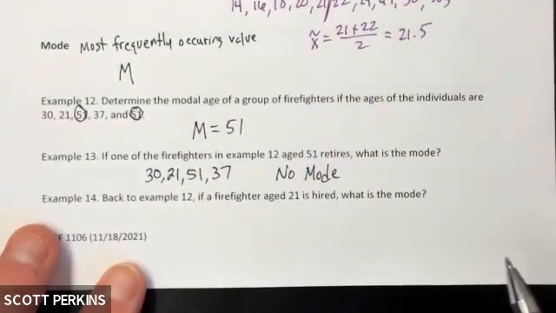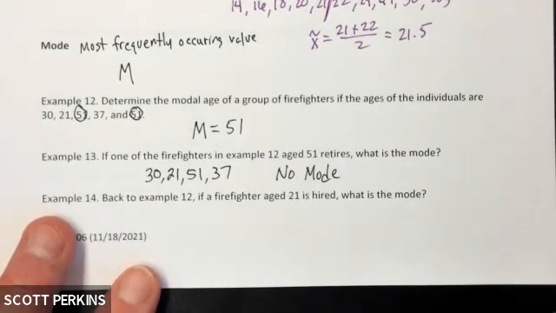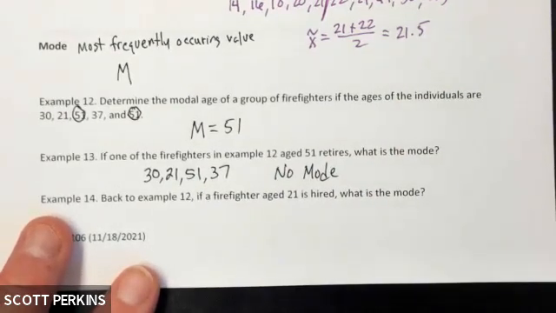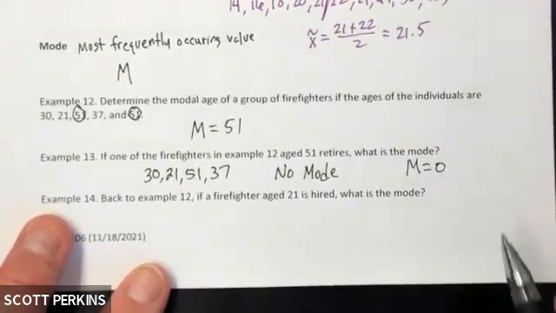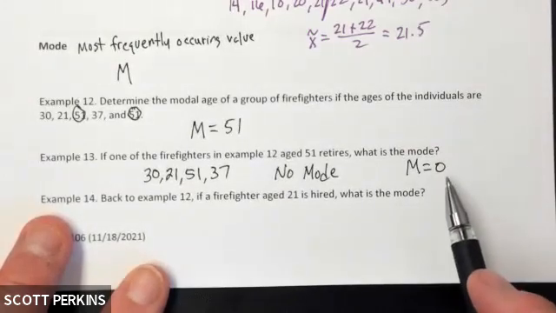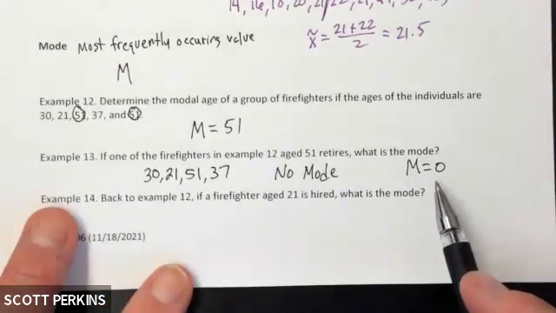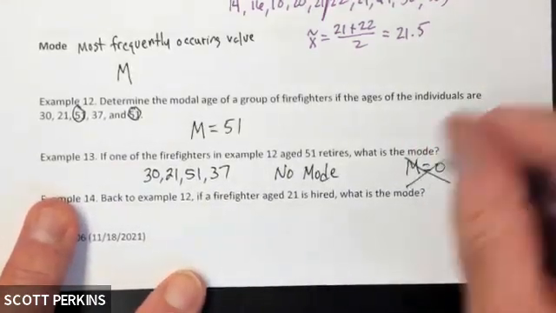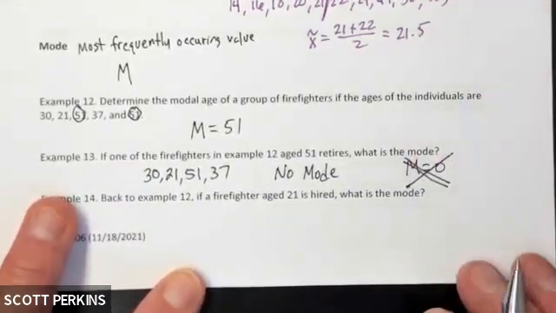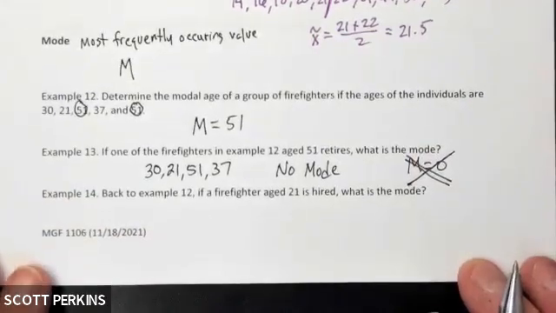Please do not write the mode equals 0. That is different. 0 is a value. If you write that the mode equals 0, then what you're saying is the value 0 occurs more times than anything else. There's no value 0 over here. So that's why that's wrong. So please do not write mode equals 0. It's no mode.